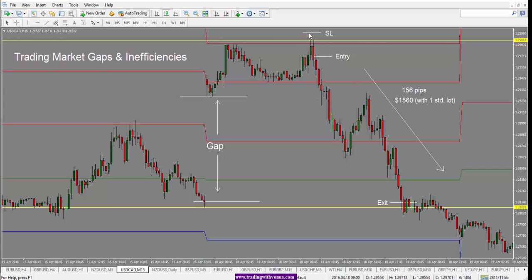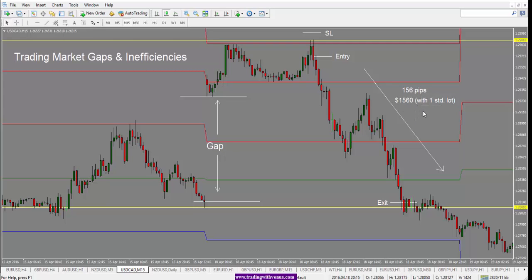Your stop loss would go above the previous high here, and you're looking for price to come back in and fill the gap. As we can see here, price came back in, and once you get this green candle, which is again a reversal pattern here, you would get out of the trade. In this trade, there was about 156 pips from entry to exit. Overall, the move was about 180 pips. So a nice amount of profit in the trade.